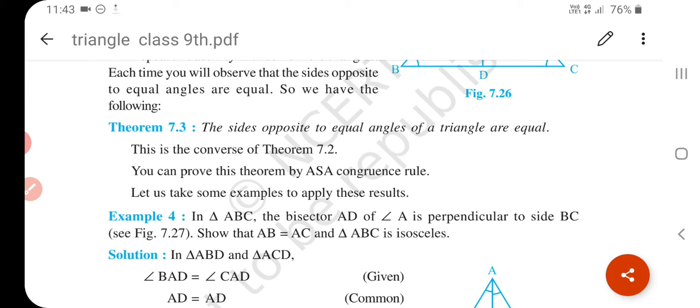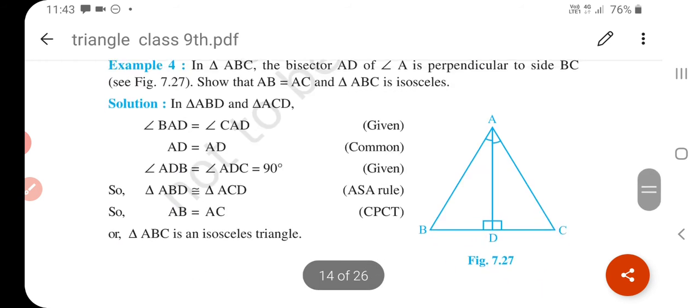Now our next congruency rule gives some more criteria for congruence of triangles, that is SSS. It means if three sides of one triangle are equal to three sides of another triangle, then we can say that the SSS congruency rule holds. And then the two triangles are congruent to each other.